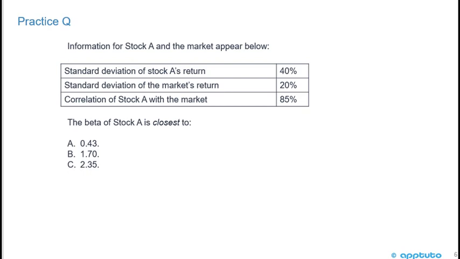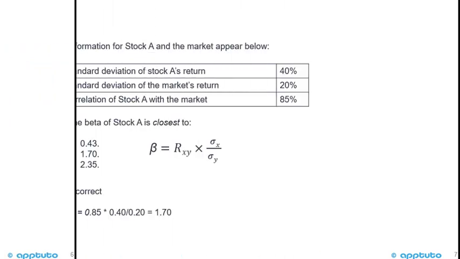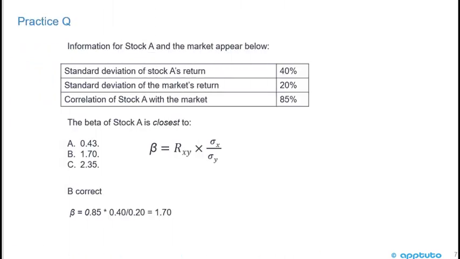Information for stock A and the market appear below. The standard deviation of stock A's returns is 40%, the standard deviation of the market's return is 20%, and the correlation of stock A with the market is 85%. The beta of stock A is closest to A, 0.43, B, 1.7, or C, 2.35. The correct answer is B. The beta for the stock is 1.7. How do we calculate that? We need to remember the formula.